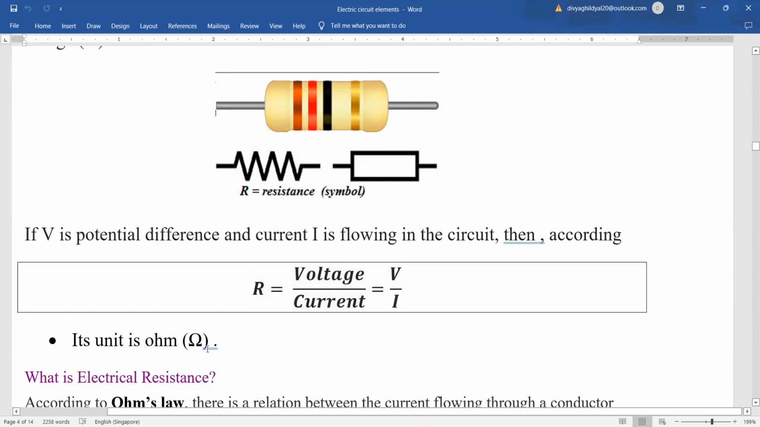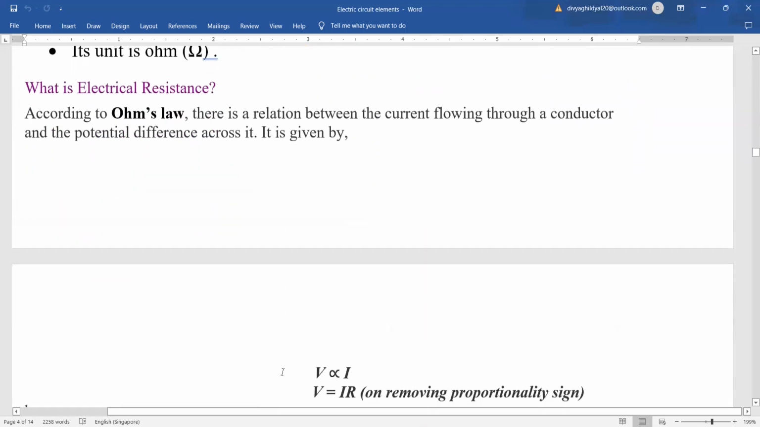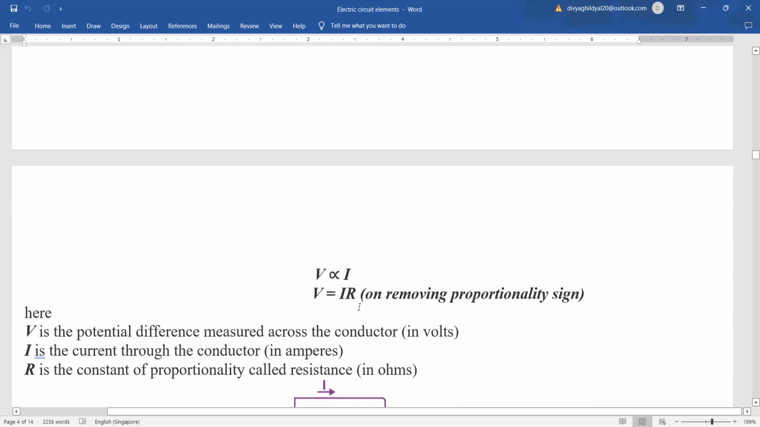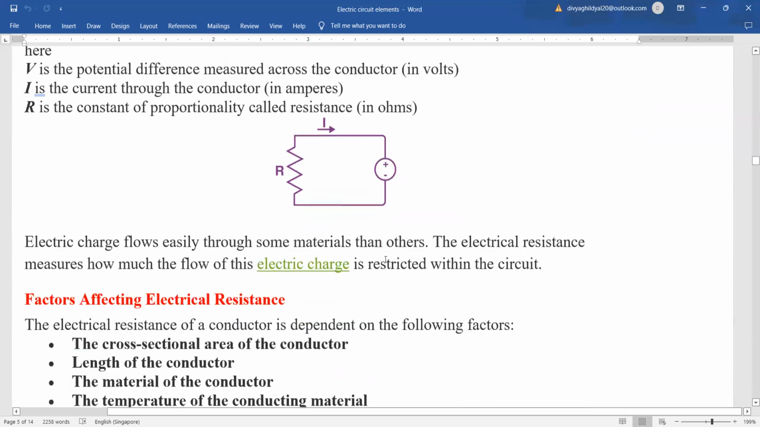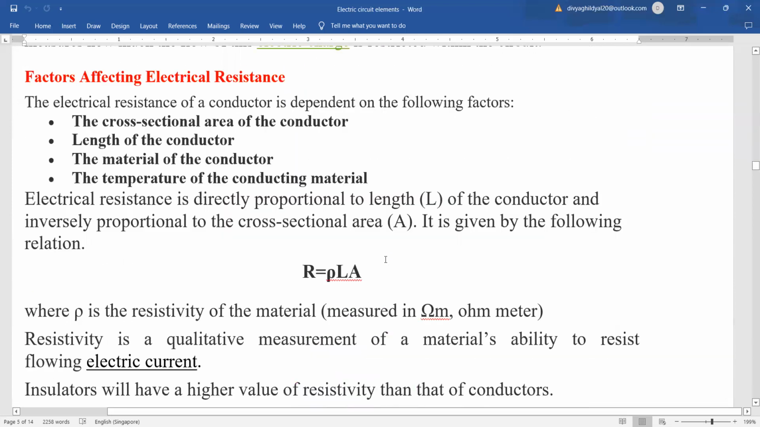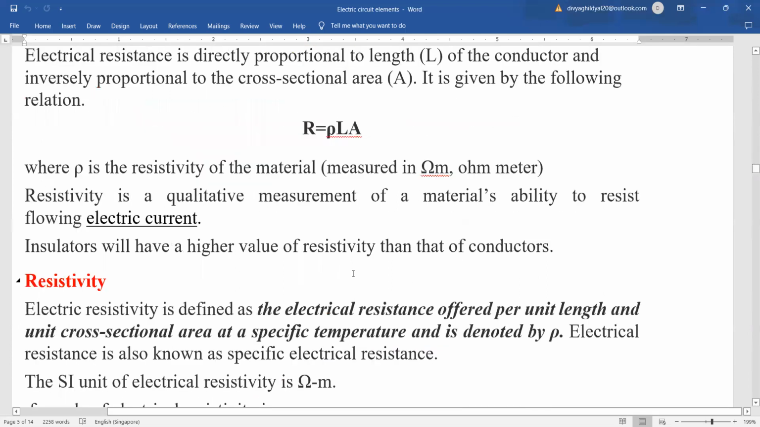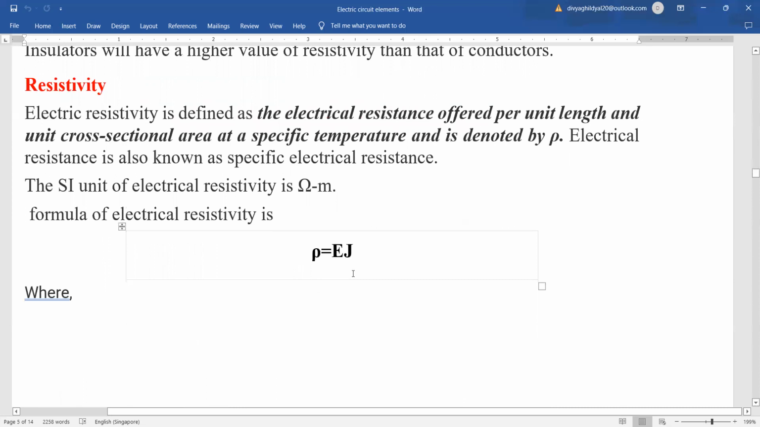Its unit is ohm. And as per Ohm's law, V is equal to IR. This is how you see resistance in an electric circuit. This is current flowing. This is the potential difference, V. Factors which affect electrical resistance are the cross-sectional area of the conductor, length of the conductor, material of the conductor, and temperature of the conducting material. So these factors affect electrical resistance.